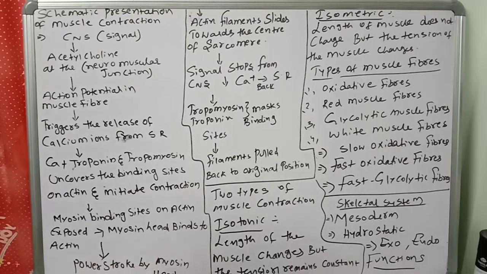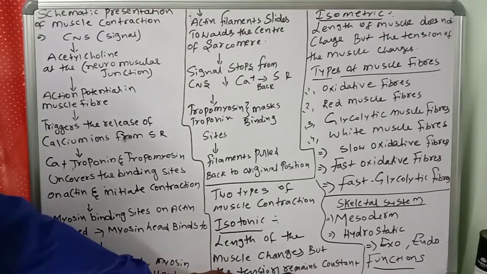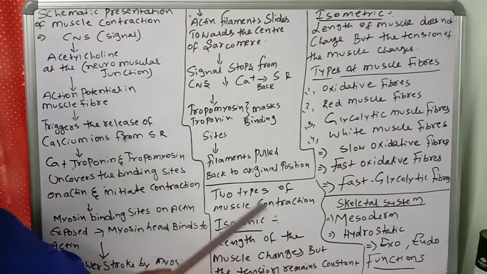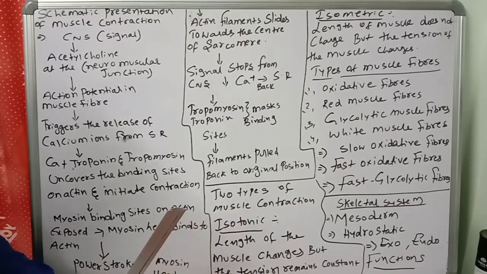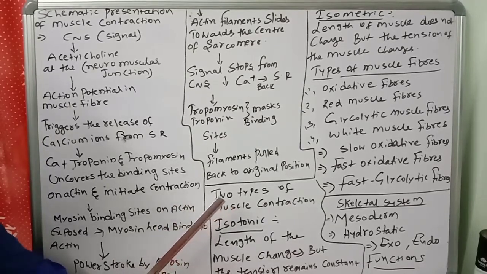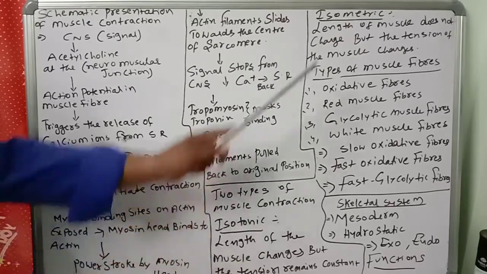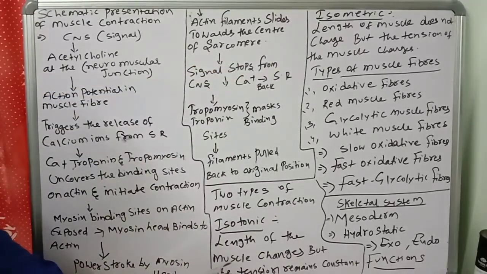Next concept is types of skeletal muscle contraction. What are those types? There are two primary types of muscle contraction. How many? Two. What are those? Isotonic contraction and isometric contraction.